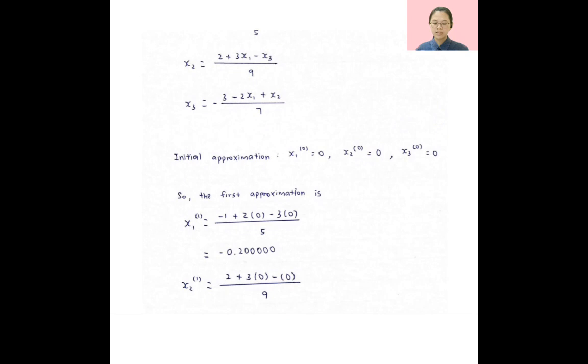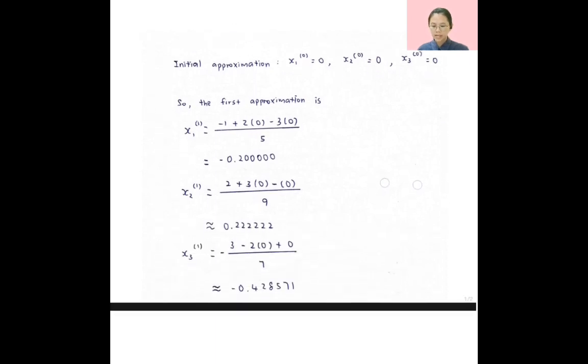Next, let the initial approximation be x1 equal to 0, x2 equal to 0, and x3 equal to 0. Then substitute the value of each variable into the system. Then we will get for the first approximation x1 equal to negative 0.2, x2 approximately 0.222222, x3 approximately negative 0.428571.